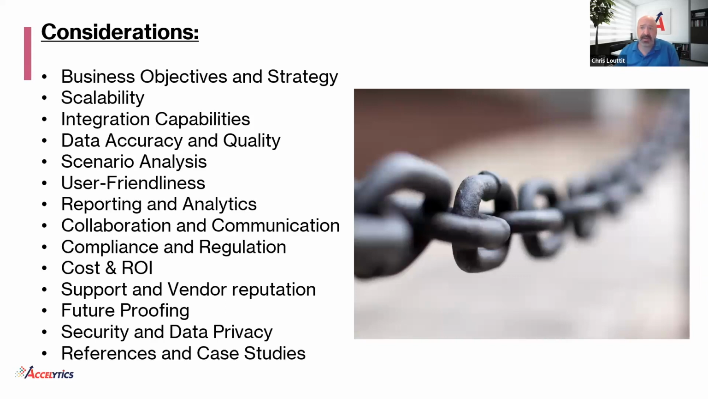So this slide lists out all of the considerations that you want to make before you make a decision and invest in supply chain software. So to start off, the first thing obviously is business objectives and strategy. You need to understand your organization's supply chain objectives and the long-term strategy. You want to ensure that the chosen system aligns with these goals and can adapt to the evolving business needs in the future.